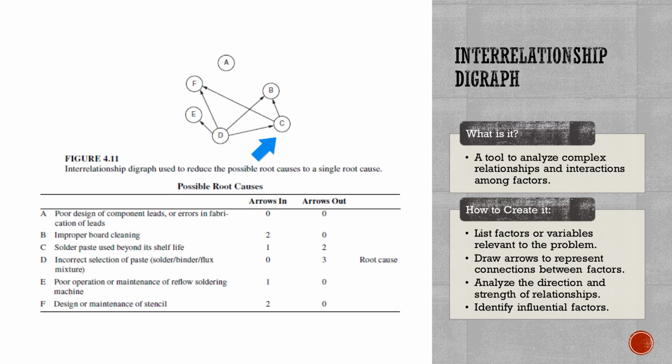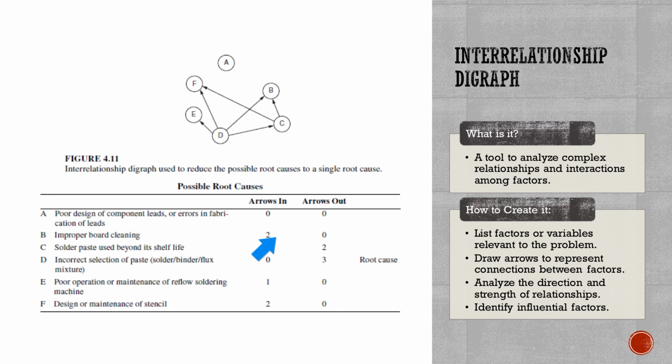And then let's say we look into point C. So point C, we have two arrows out, and then one arrow in. And then for F there is no arrow out, but there are two arrows in. So you need to look into this number of arrows in and number of arrows out.